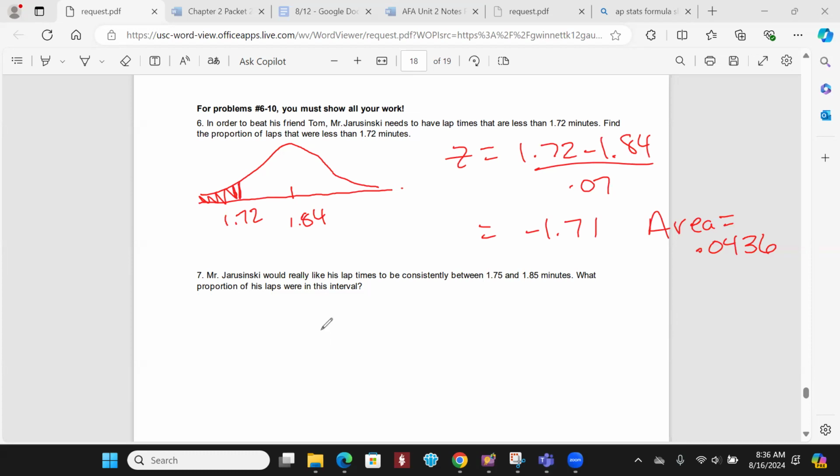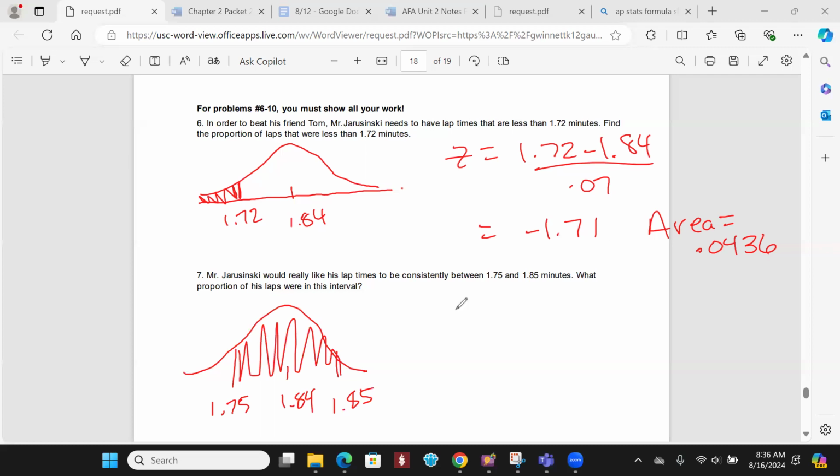All right. Mr. J would really like his laps to be consistently between 1.75 and 1.85. What proportion of his laps were in this interval? Okay, so we're finding the curve between 1.75 and 1.85, and the mean is 1.84. We're finding this space in between. So you've got to find the Z-score for both of those things, find the proportions, and subtract the two. Good?